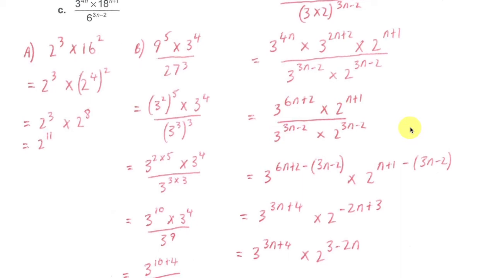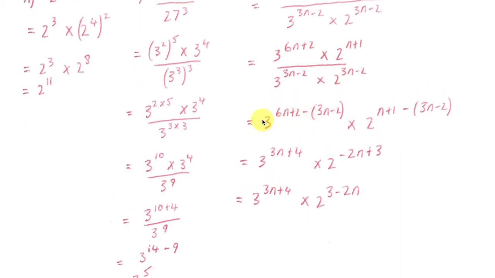And now what we've got to do is a subtraction. So with the base 3, it's going to be the top power, 6n plus 2, and then we subtract from it the bottom power, 3n minus 2. Notice, guys, that I put that bottom power in brackets, and that's so I don't make a mistake with the negatives. And then with the base 2, I've got 2 to the power of the top power here, minus the bottom power, again in brackets. So looking at that now, I've got 3 to the power of 6n take away 3n, which is 3n. And I've got 2 take away negative 2, which is positive 4.